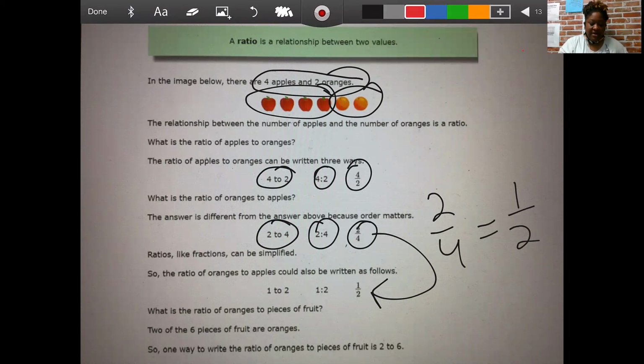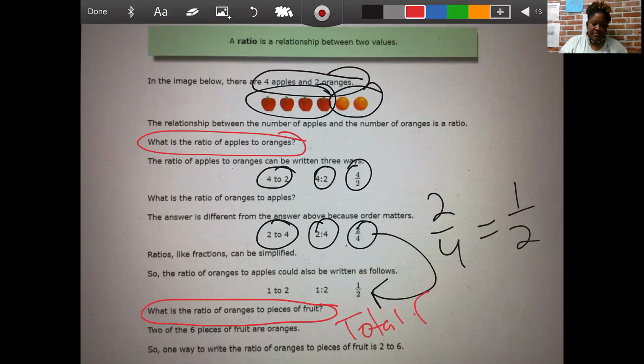Up here, we compared apples to oranges. But look what we're doing now, oranges to fruit. So the total fruit is 6. So now you're comparing 2 of the 6 pieces of fruit are oranges. So your ratio would be 2 to 6.